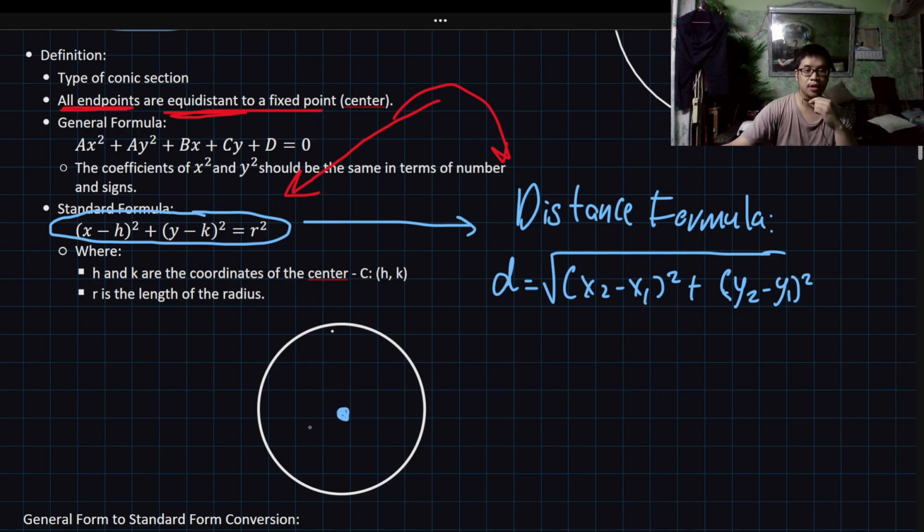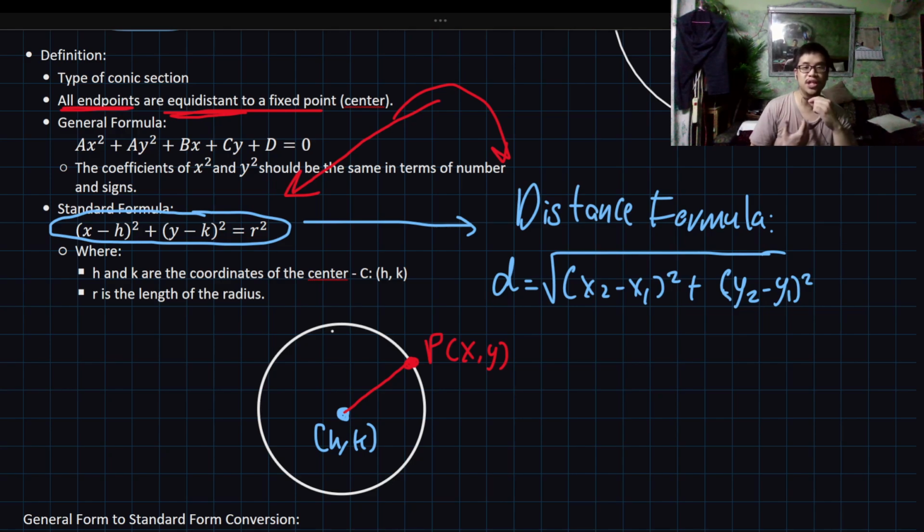The center. Let the coordinates of the center be h and k. Then we have a radius here, from here to here. And here, let's just say this is point P, and it has given coordinates, which is x and y.